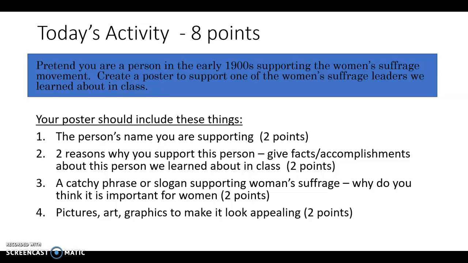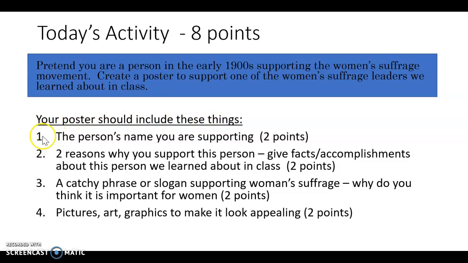So if you can't remember, go back to yesterday's class, look in your textbook in chapter 13 or 14 and look for some of those people that we learned about. You're going to make a poster, which is like an advertisement for that person, supporting them and the idea of women's suffrage. So here's what you need to include on your poster.